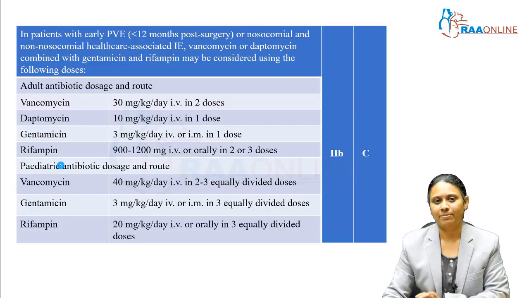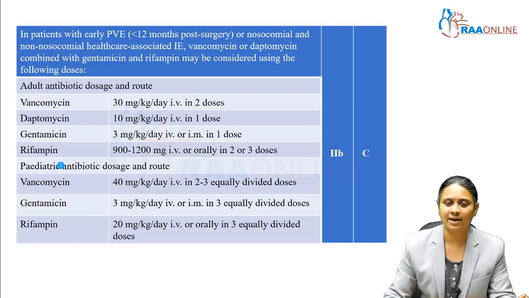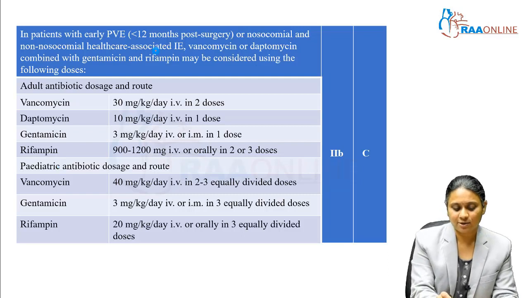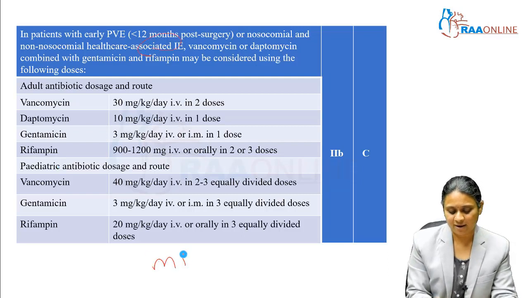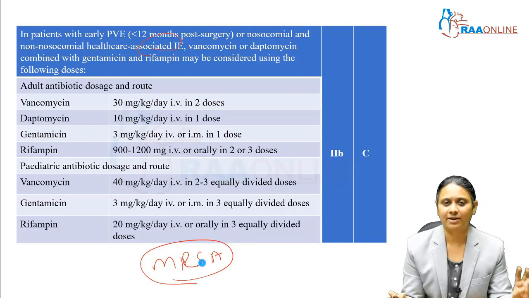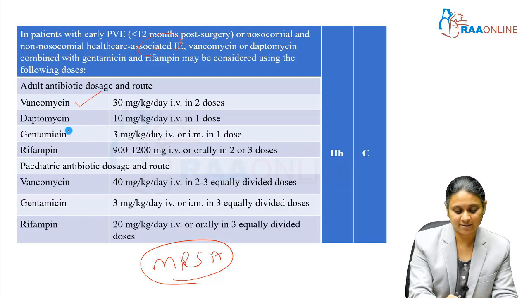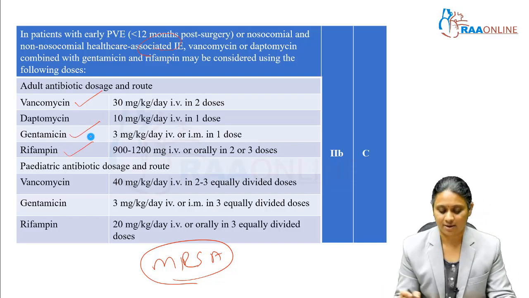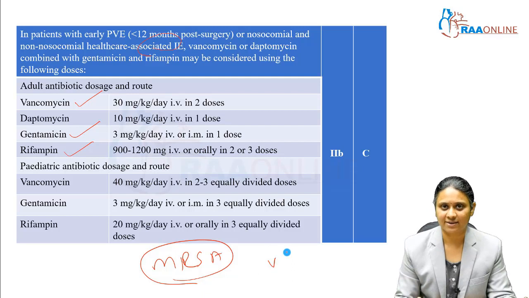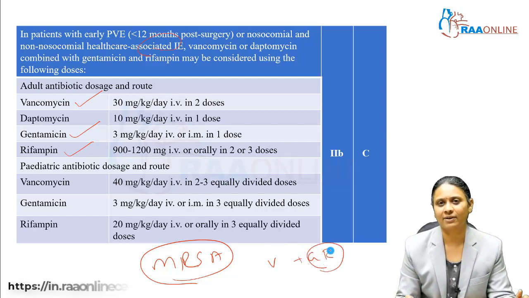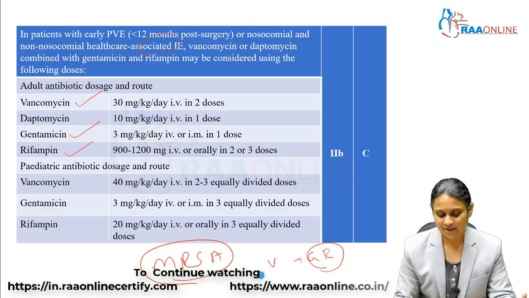The second group of people is prosthetic valve endocarditis, less than 12 months. So it is usually hospital acquired or healthcare associated. So what we have to expect is MRSA, the worst possible expectation. So treatment is 3 drugs: vancomycin, gentamicin, rifampicin. Vancomycin for MRSA plus gentamicin and rifampicin because it is a prosthetic valve, with gram negative and fungal cover. So vancomycin, gentamicin, rifampicin, or daptomycin can be used instead of vancomycin.